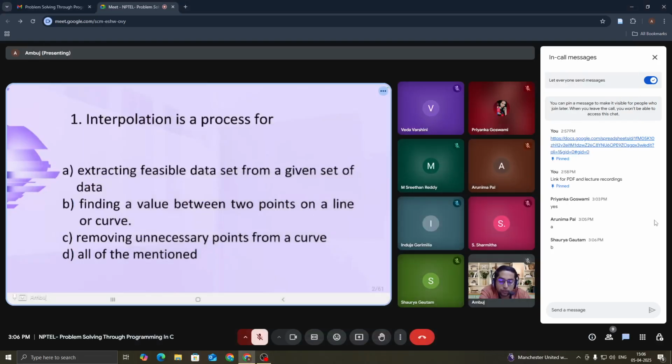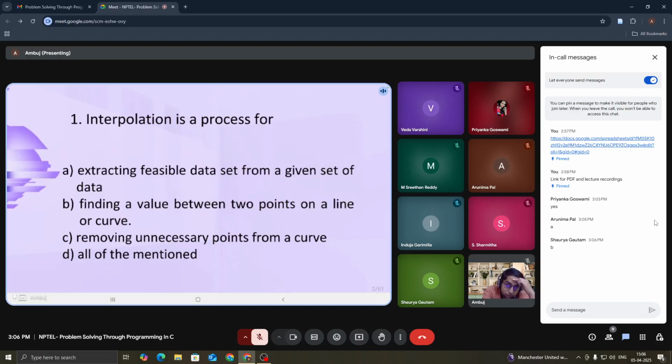B. Finding a value between 2 points on a line or a curve. This present session is purely based on mathematics, so keep a copy, pen and paper as well as a calculator handy with you. I'll walk you through some examples also. Do try to answer. It is not that difficult.